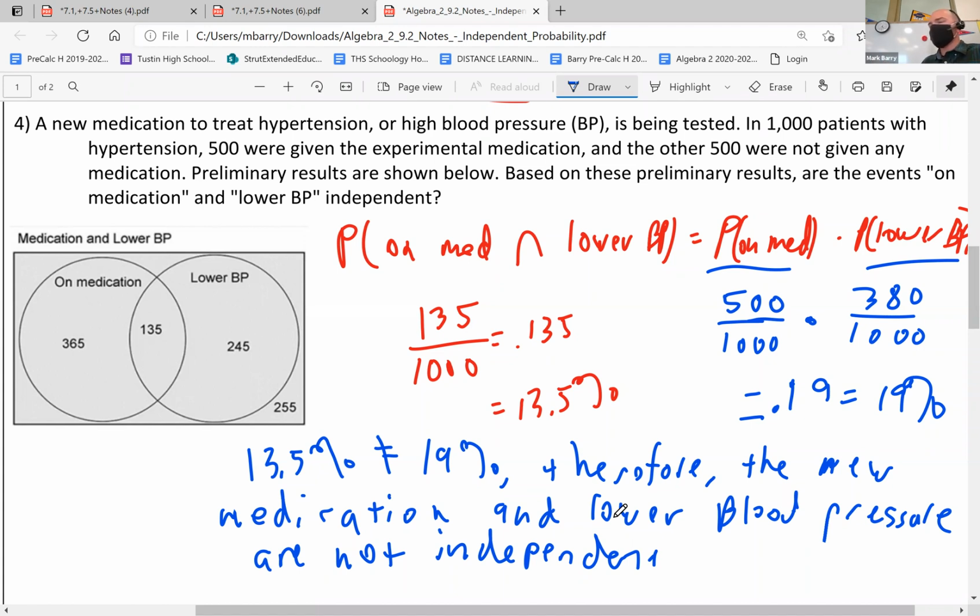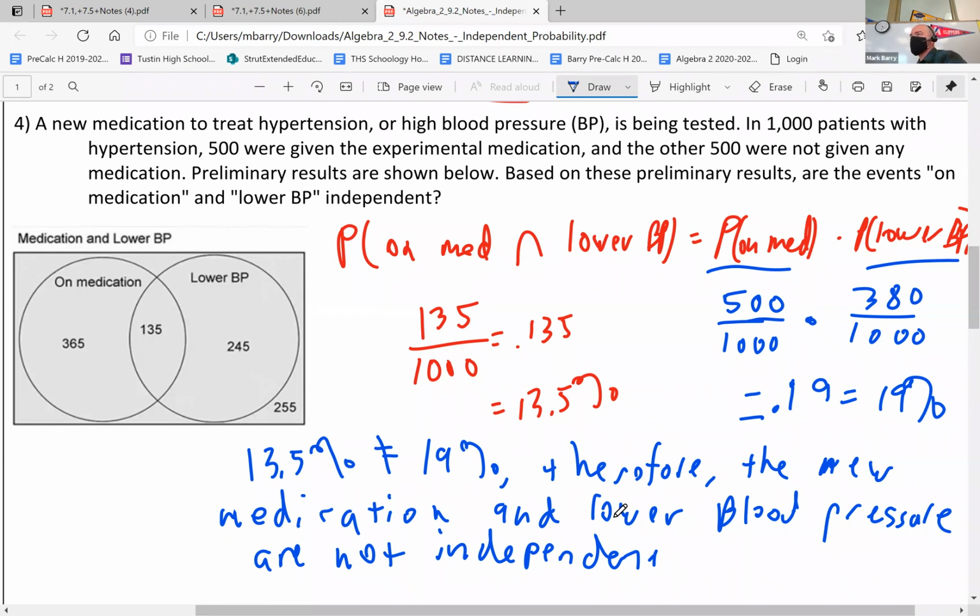But I'll tell you guys, in terms of what this question is actually asking, what does that mean? To me, it means the blood pressure medicine works, okay? Because if it was independent, that would mean that it didn't even matter if you were on the medication or not. You would have the same probability of your blood pressure going down. But we're saying it's not independent. If you took the blood pressure medicine, you are more likely to have lower blood pressure than somebody who did not take it. And therefore, this is probably a good indication that the blood pressure medicine is working, and so we can move forward in the trials or whatever.